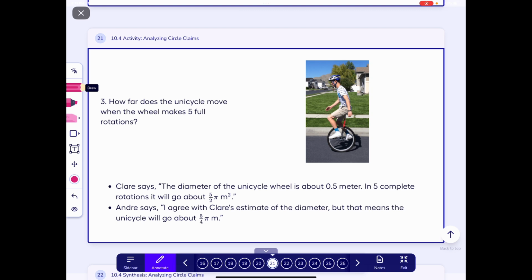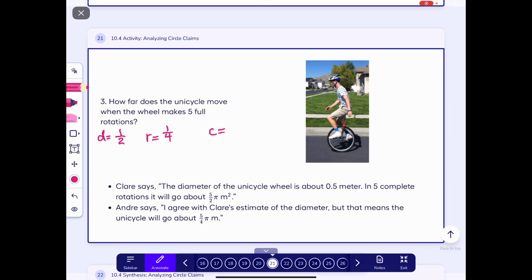So they both agree the diameter is about 0.5 meters, which is 1/2. That's the diameter, which means the radius is 1/4. A fourth is 1/2 of a half. And that means, so he says the unicycle will go about 5/4 pi meters. So let's see what the circumference would be in that situation.